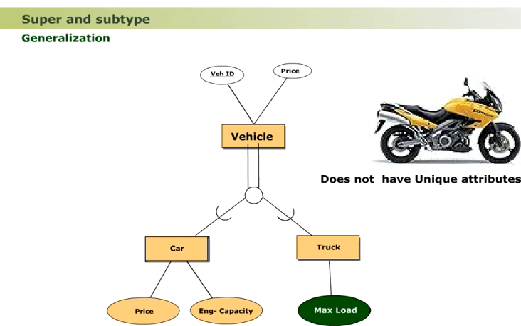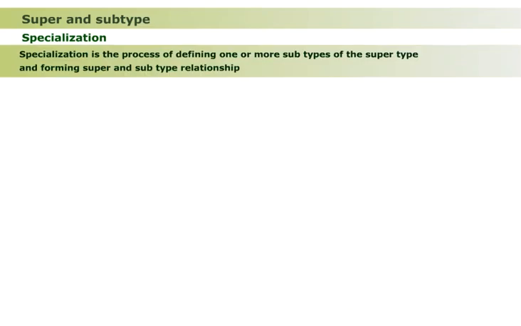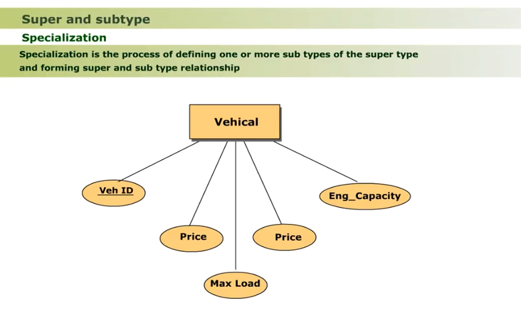Let us now discuss the second process of mental model in developing super and subtypes relationships, that is, specialization. In data modeling, specialization is the process of defining one or more subtypes of the supertype and forming a super and subtype relationship. For example, consider the entity type vehicle. The attributes are vehicle identification number as primary key, price, color, engine capacity, and maximum load.